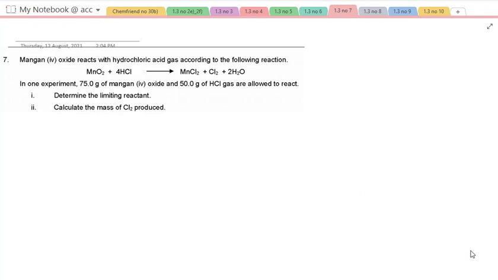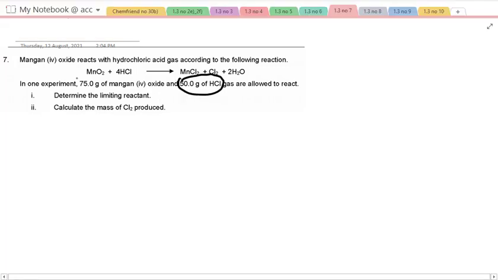Let us proceed to question number 7. Manganese 4 oxide reacts with hydrochloric acid gas according to the following reaction. In one experiment, you are given 75 gram of manganese 4 oxide and 50 gram of HCl gas allowed to react. So you are given the mass for both reactants. Okay, so what to do is, of course, to calculate the mole for both reactants.